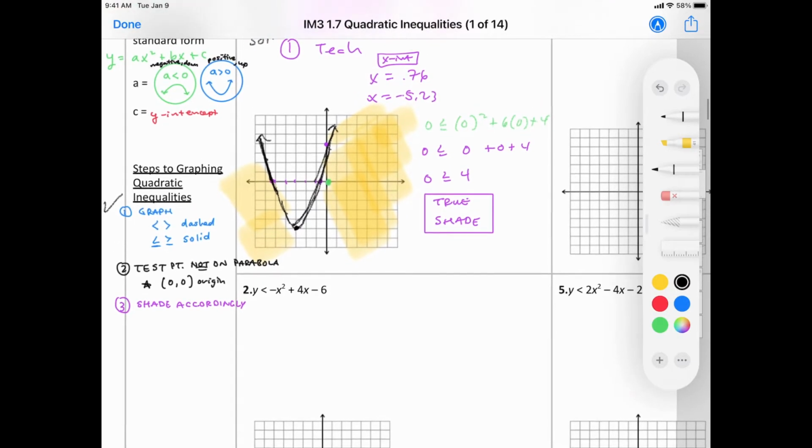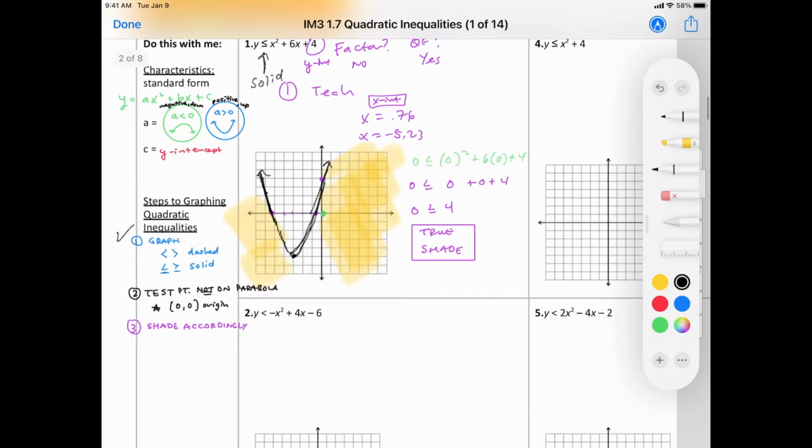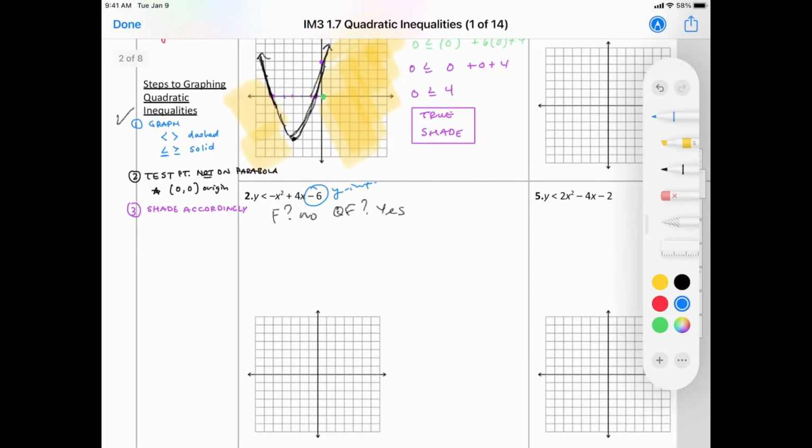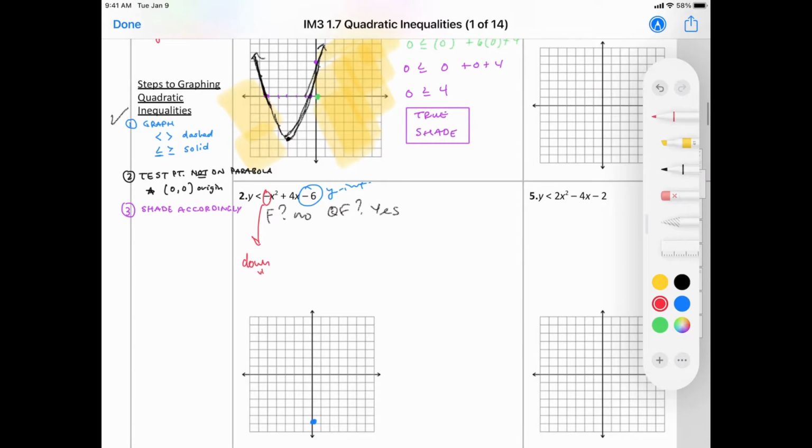Let's do the same thing here. Can you factor it to find our x-intercepts? No. No two numbers multiply to be 6 but add to be 4. Can we do the quadratic formula? Probably. I can just use my graph. Okay, let's go ahead and locate the y-intercept. There's my y-intercept there, -6. And our a value is negative, so my graph's going to be going down.